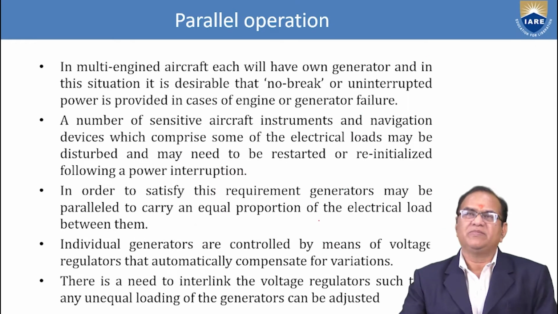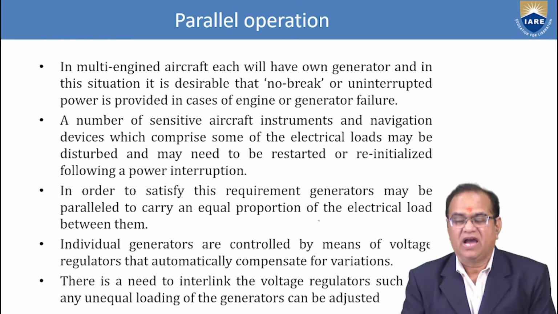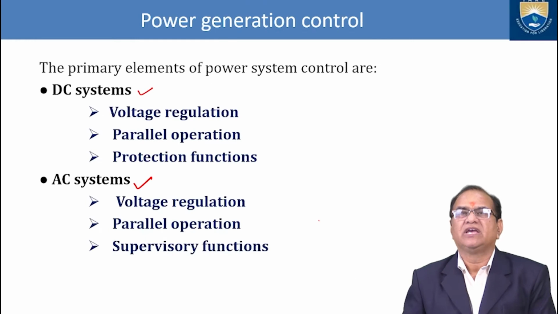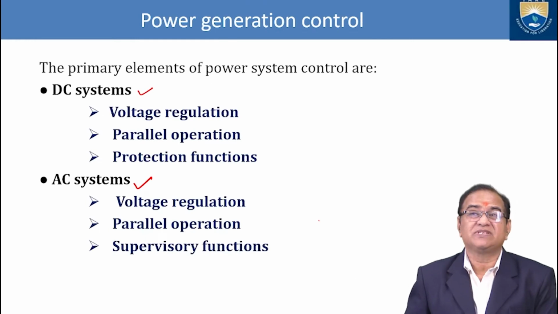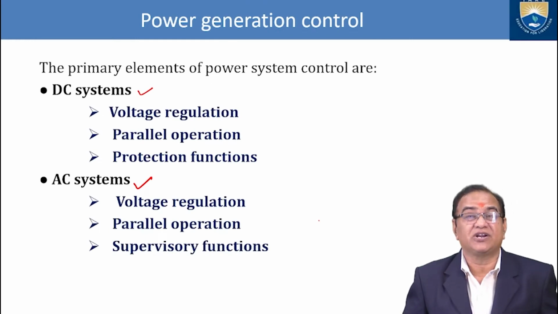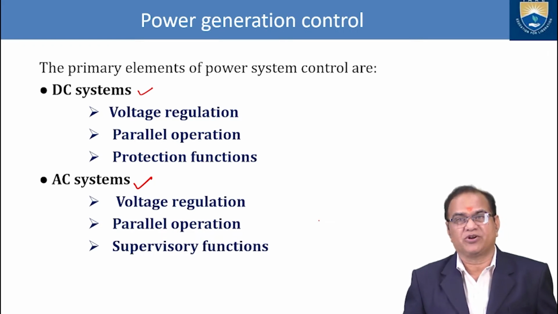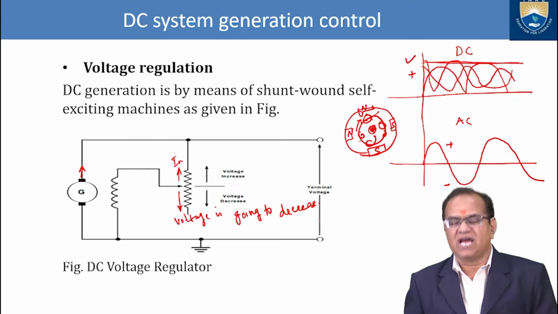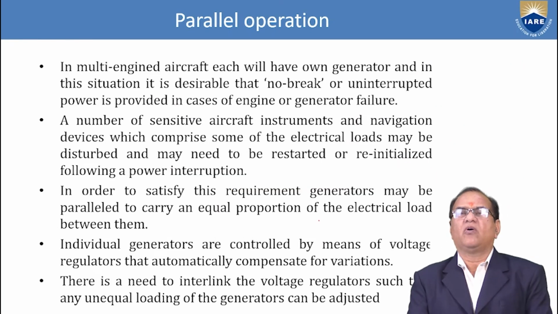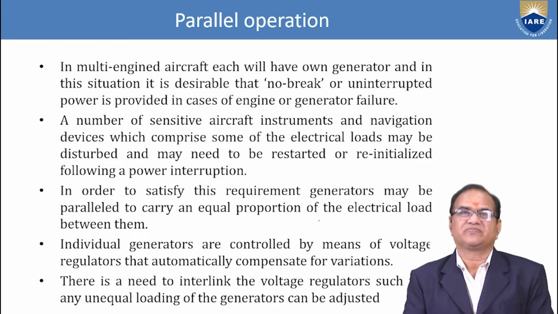Now, what is the meaning of parallel operation? As I have shown you, the DC systems: power generation and its control. So first voltage regulation, then parallel operation and the protection. This voltage regulation I have covered. Now, what is the parallel operation?